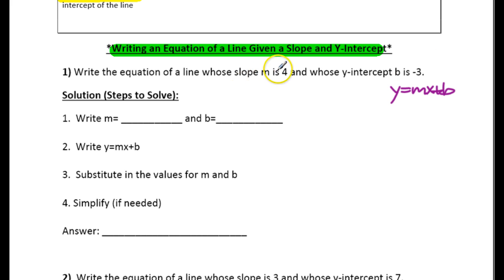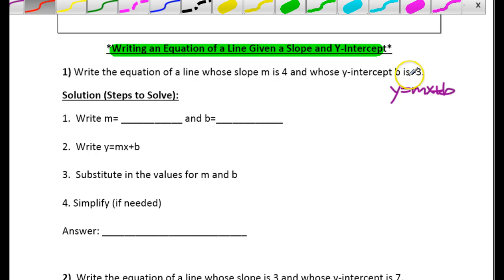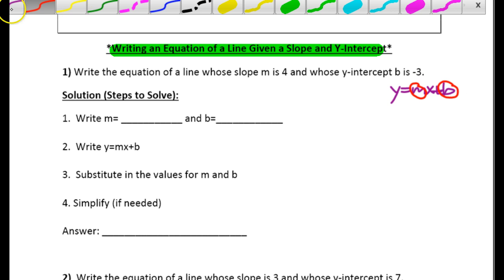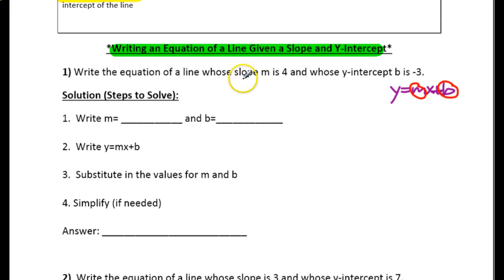All right, and this is the easiest kind, because to write this equation of a line, what do you need? Two things. You need the slope, you need the y-intercept, and you just plug it in. And in this case, they gave you both, right? They told you the slope m is 4, and the y-intercept b is negative 3. So, here's our two pieces. The m equals 4, and the b equals negative 3. And now we're just going to write it in this format and substitute the values for m and b. So basically, we're going to take this and plug it in here, and we're going to take this and plug it in here. And then step 4 says simplify if needed.